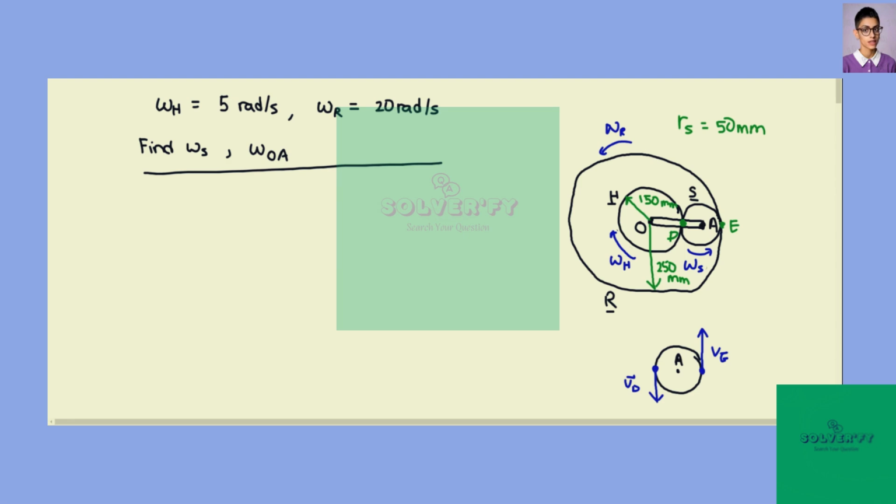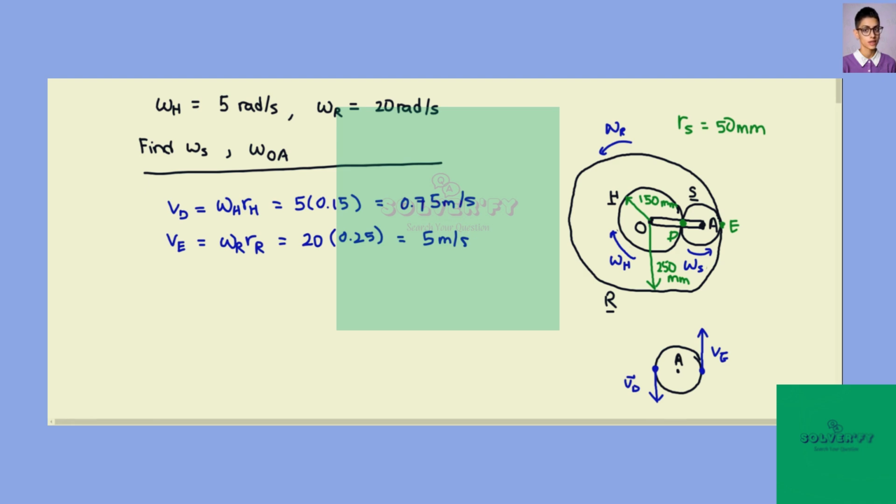So if we calculate VD, VD will be omega H R_H, which is 5 times 0.15. This is 0.75 meters per second. And then VE is omega R. This is 20 times 0.25. This is 5 meters per second. So VE is longer, VE is bigger than VD.